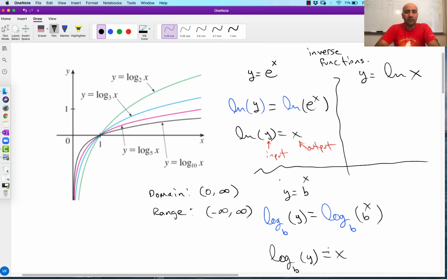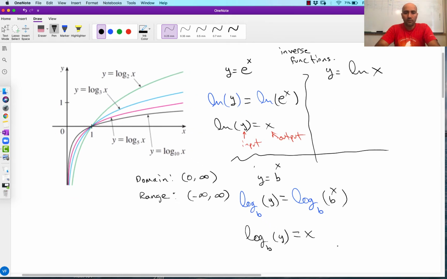So again we get the same kind of thing, log base b of y equals x, and again we have an input-output relationship. If we think of this as our new function, then y is the input to log base b, and the output is x. But algebra loves x to be our input variable, so we can switch those around and say that y equals log base b of x is the inverse function to this one.